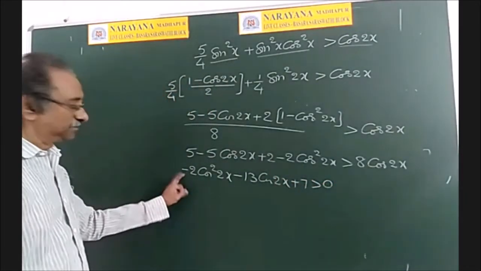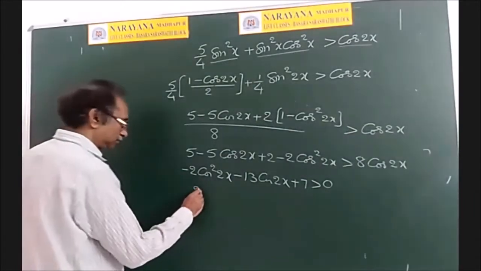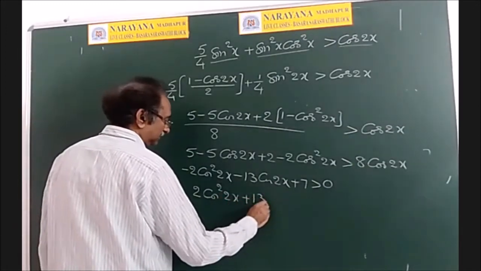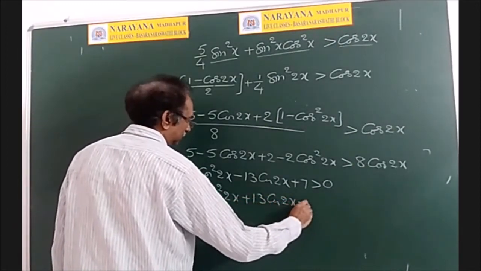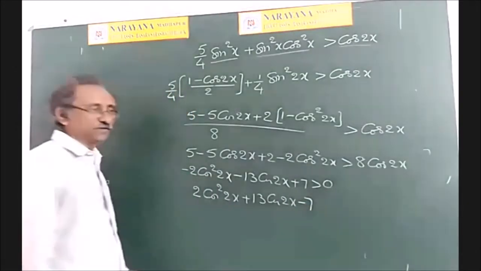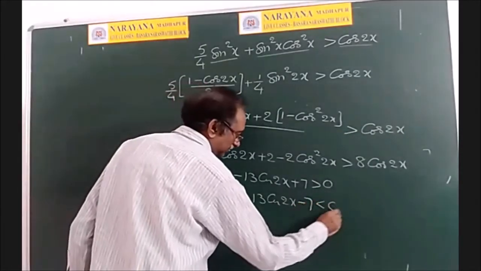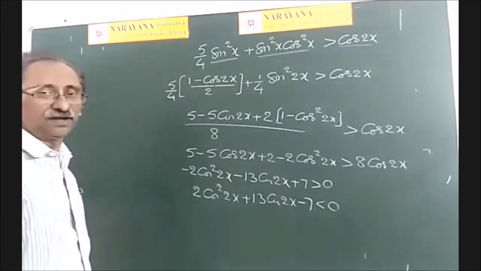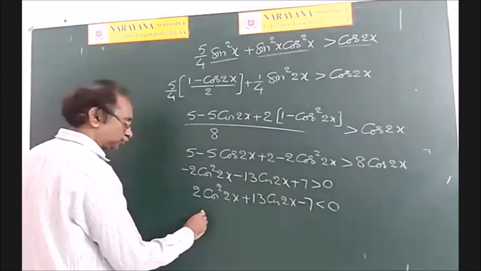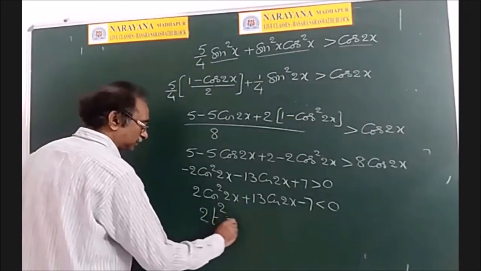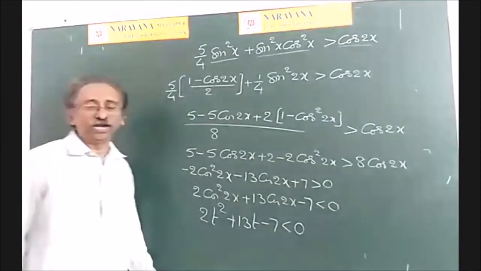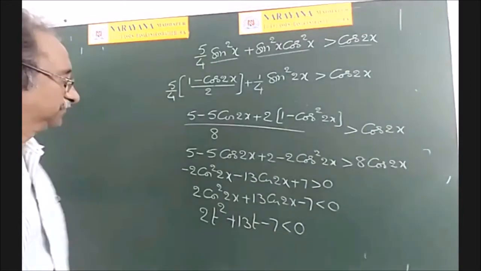But I don't like minus in front of the square term. So multiply with minus: 2 cos square 2x plus 13 cos 2x minus 7. When you multiply an inequality with a negative number, the inequality changes its direction. That is, greater than becomes less than. And now this is a quadratic inequality. Suppose cos 2x is t. This is 2t square plus 13t minus 7 less than 0. And now we try to solve that inequality. First of all, write down.